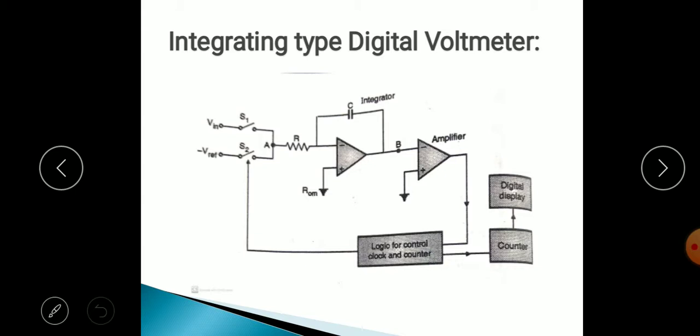First, switch S1 is closed and V in is applied to the integrator for a fixed time T1. Then switch S2 is closed and minus V reference is applied to the integrator. The time T2 required for the output of the integrator to fall to 0 is measured. Then the amplifier amplifies the signal and gives it to the logic for control and clock signals. The clock signal is controlled by the counter and these are given to the digital display for displaying the waveform.